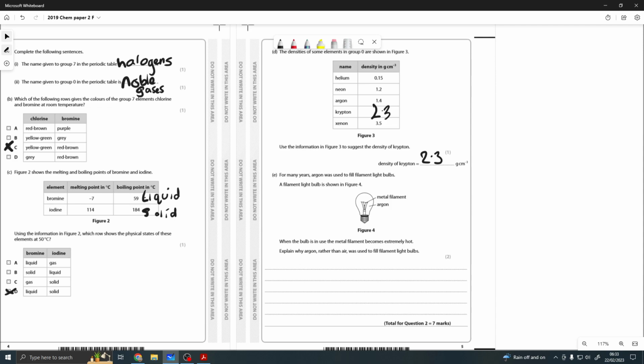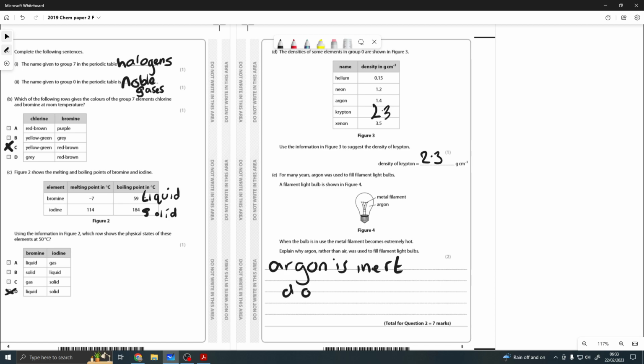For many years, argon was used to fill filament light bulbs. That's a picture of a filament light bulb in case you can't remember what one looks like. When the bulb is in use, the metal filament becomes extremely hot. Explain why argon, rather than air, was used to fill filament light bulbs. If the metal gets hot, it's going to react with things, because if you heat something up, they react more. So you need to remember that argon, being a group 0 element, a noble gas, is inert. It doesn't react.